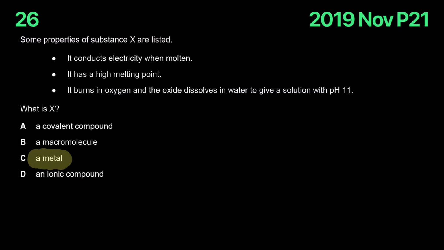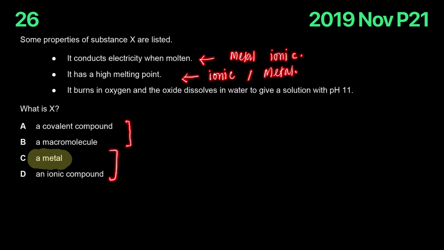If you want to know why, I think this is the confusing bit. This could mean either a metal or ionic, right? High melting point, this probably means more ionic than metal, but it could be both. So nothing is helping us so far, aside from the fact that C and D, like you should know A and B are already out, right?